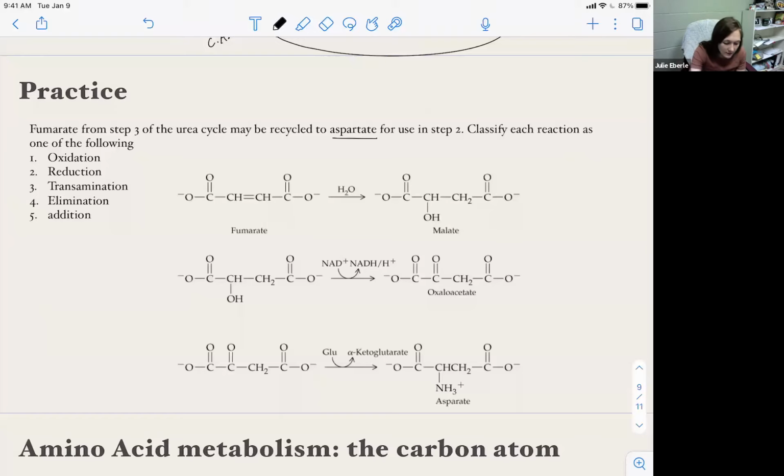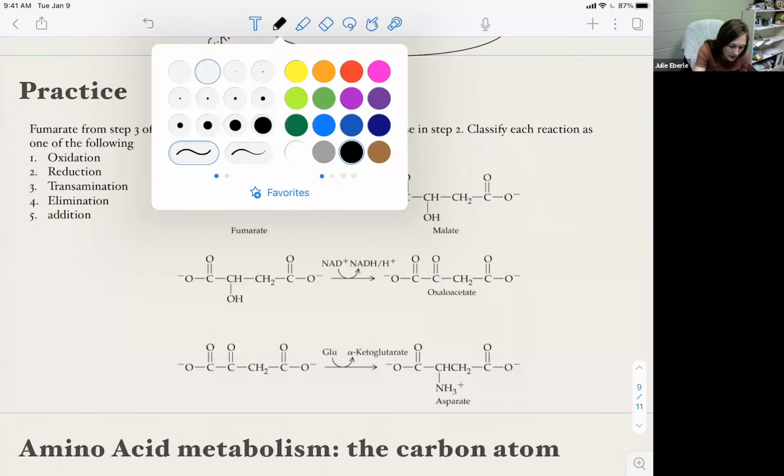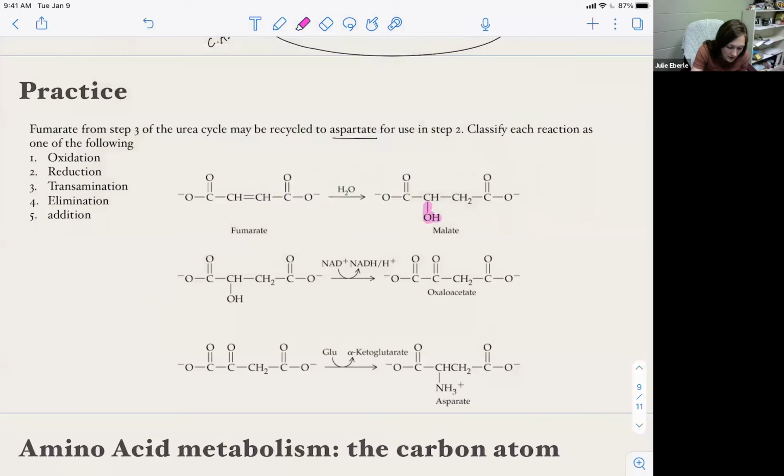So the thing that's different is, I guess I could highlight it. Right here, we have this OH group bonded to that carbon. We broke the double bond in the process. What kind of reaction would you say this is?